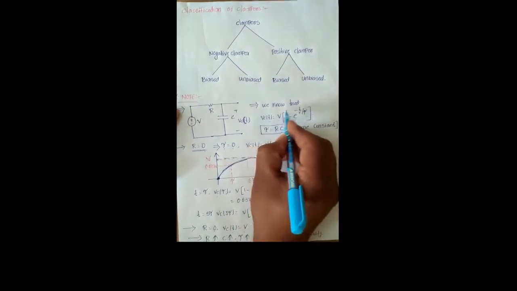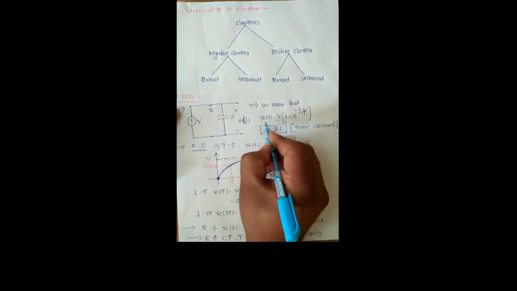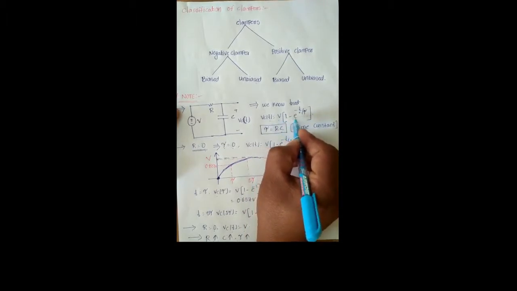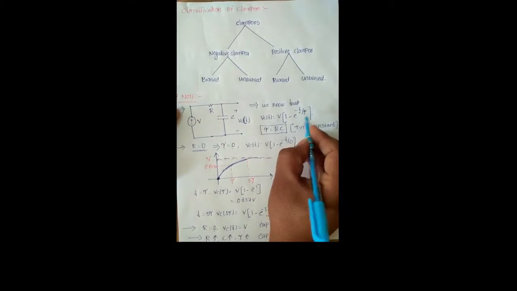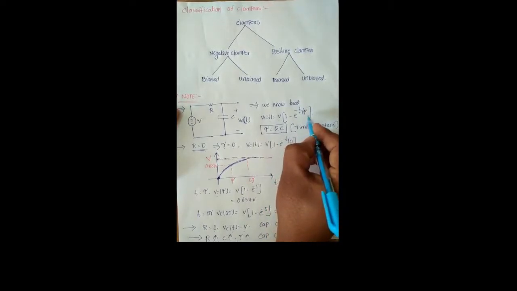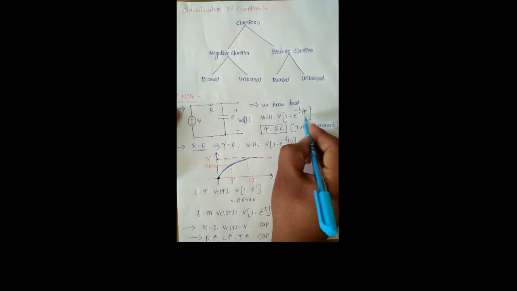We know that the voltage across the capacitor, Vc of t, equals V of 1 minus e power of minus t by tau. This equation we consider from the basic circuits subject. In this equation, the time constant tau equals RC.